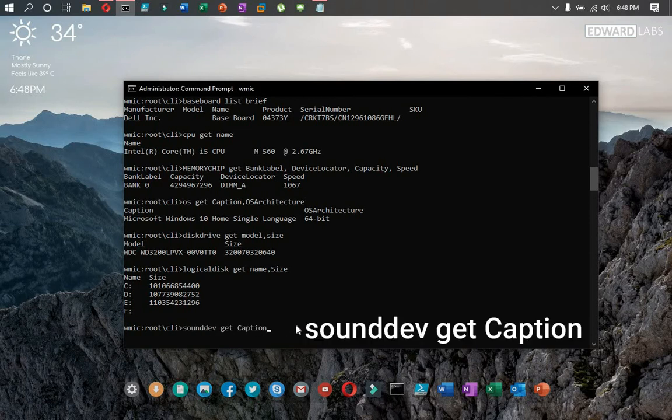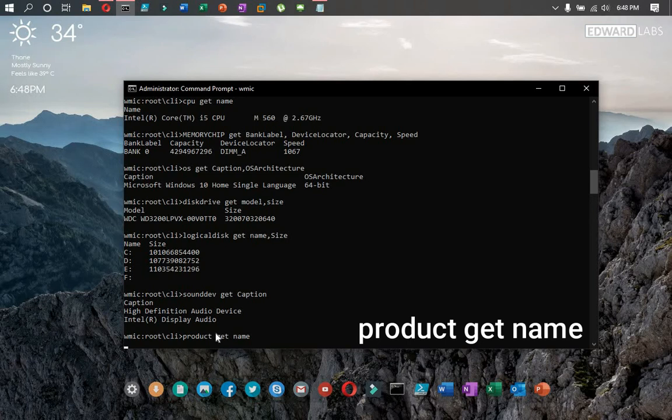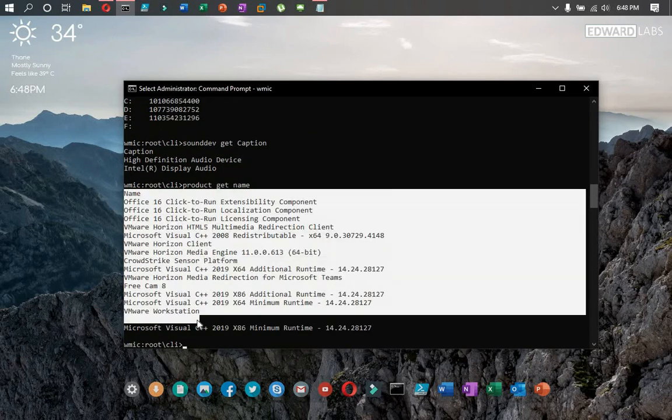Sounddev get caption. This command gives information about sound drivers. This system uses an integrated High Definition Audio device and Intel(R) Display Audio. Product get name. This command gives information about software installed on the computer. This might take some time to load. These are the software installed in this computer.